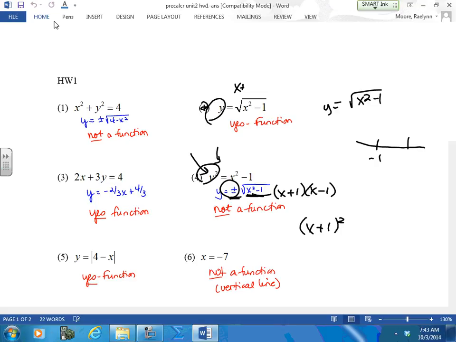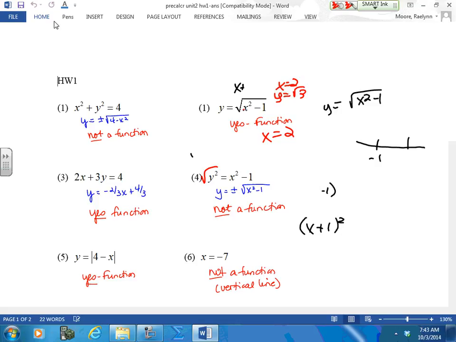Let me get rid of all this junk. Okay, so 2. When x is 2, watch: 2 squared is 4. 4 minus 1 is 3. So when x is 2, y is radical 3. Good?